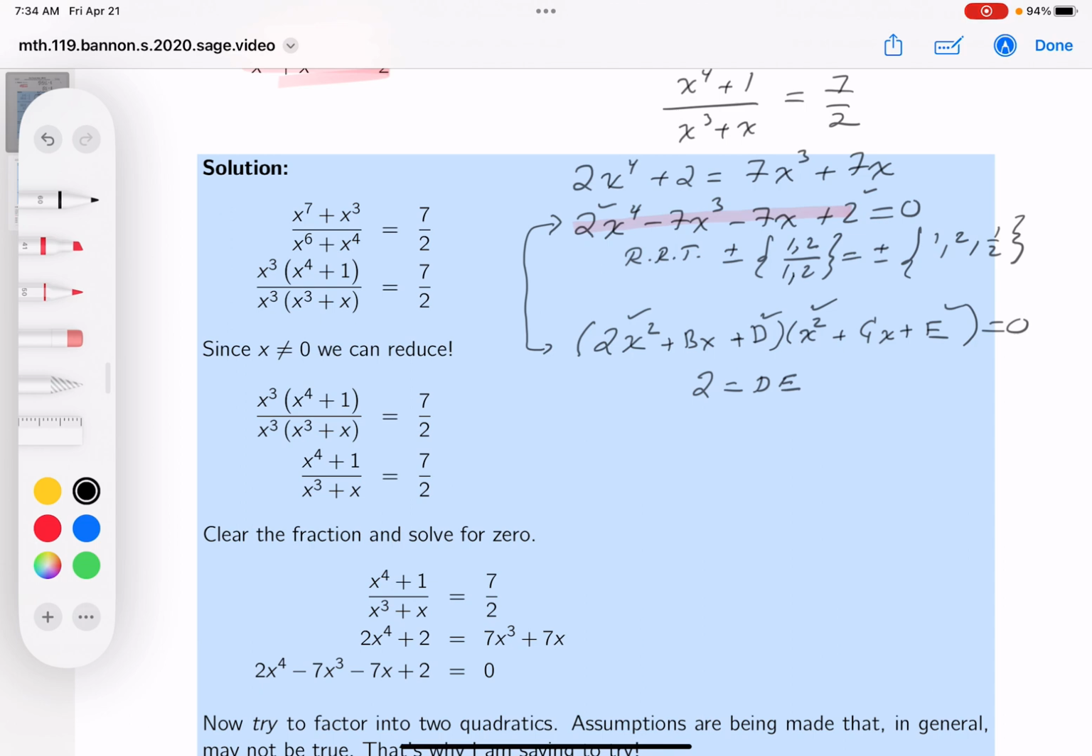By the way, it makes sense to me. D times e has got to be 2, right? I just don't know what d and e are. You might say, I know what it is, d is 2, e is 1. I don't know that. Next thing I do is I put the x's down.